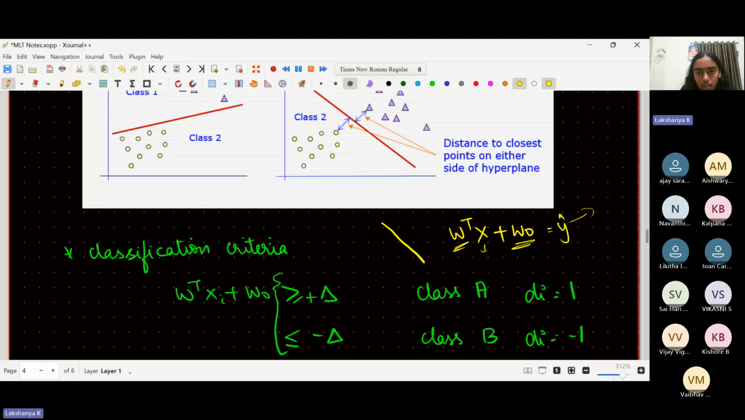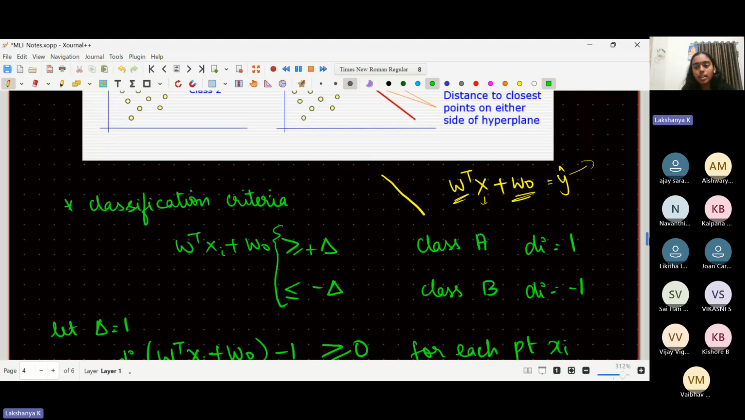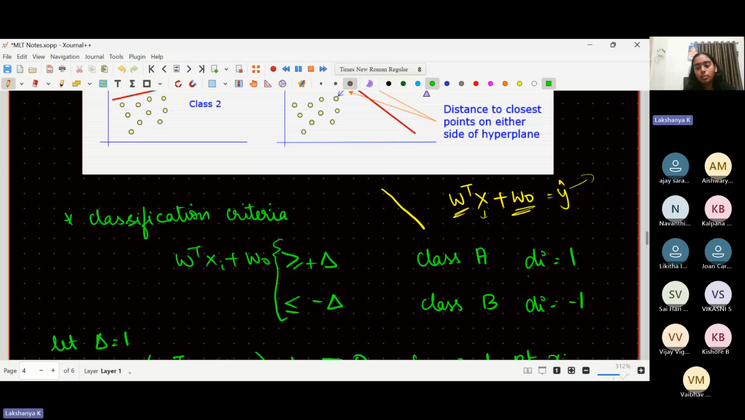if this distance I'm going to call delta, if my predicted position of the point, W transpose X plus W naught, is greater than plus delta, then I'm going to call it class 1 or the positive class, in which case I'll give it the class label 1. Di is just my term for the label corresponding to the class. So if it's class triangle, Di is going to be 1. If it's class circle, Di is going to be -1, right?